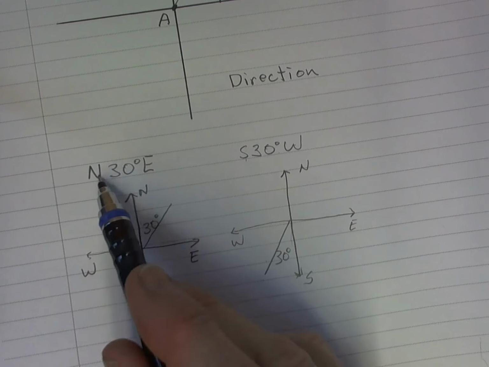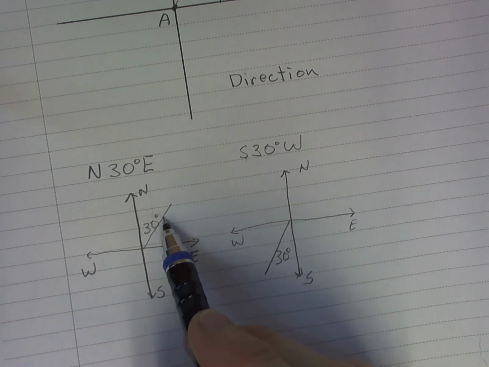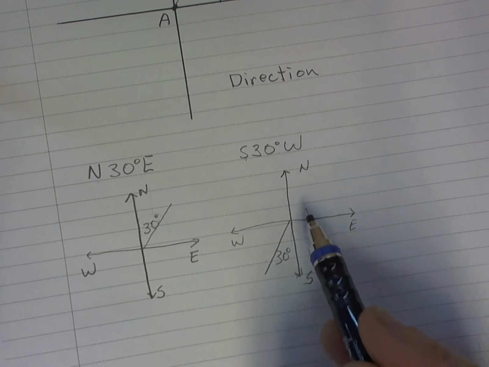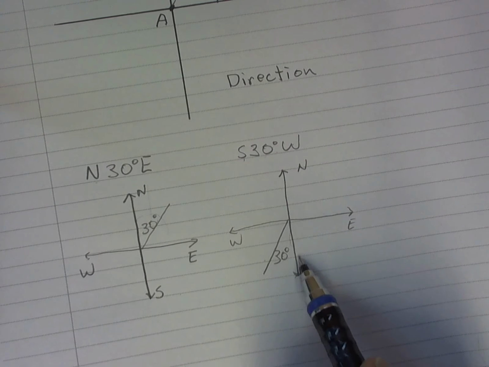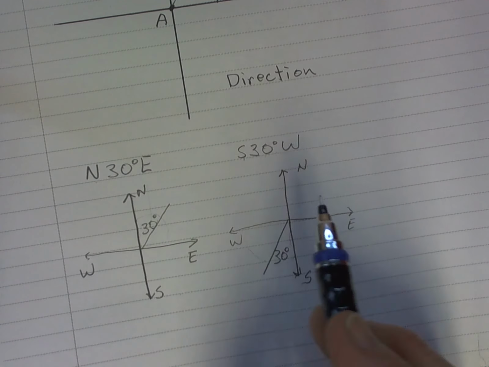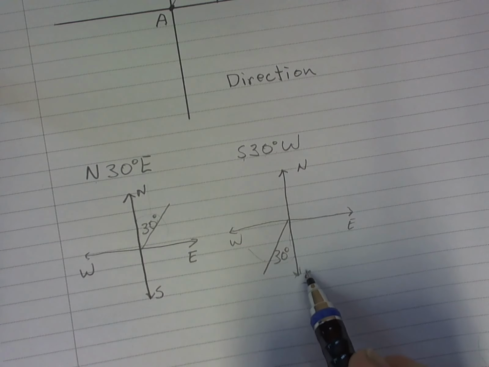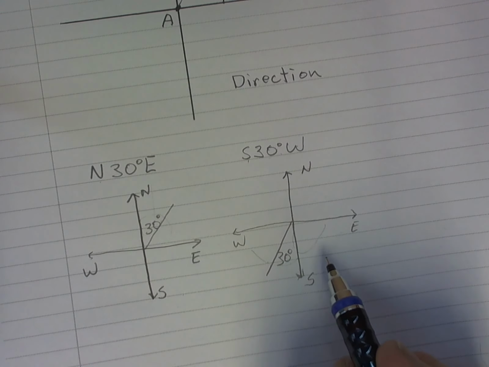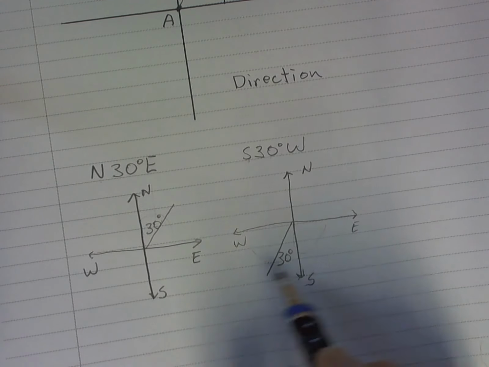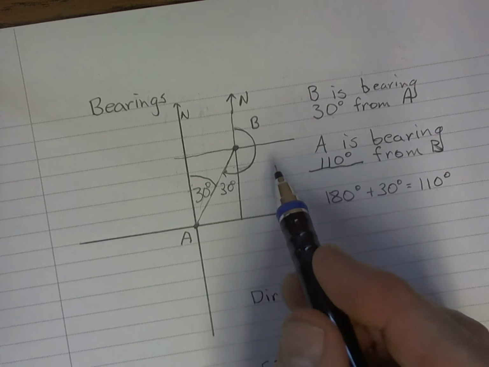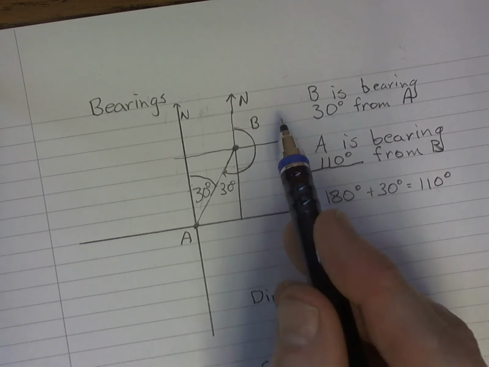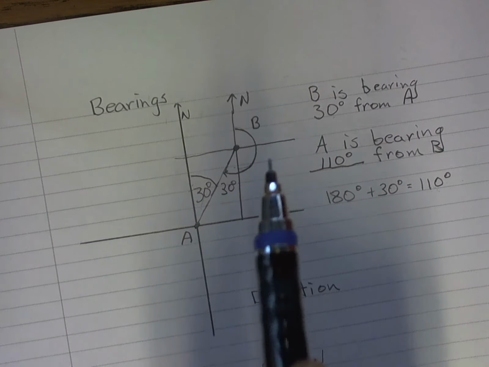Here we start up at the north, and we rotate clockwise 30 degrees. Here, we're still on the vertical axis, but we're down at the south, and we rotate 30 degrees toward the west. We could have said 30 degrees east, and then we would rotate over here. But here we're talking about direction, and generally when we're talking about bearings, we always work from the north, like this one.